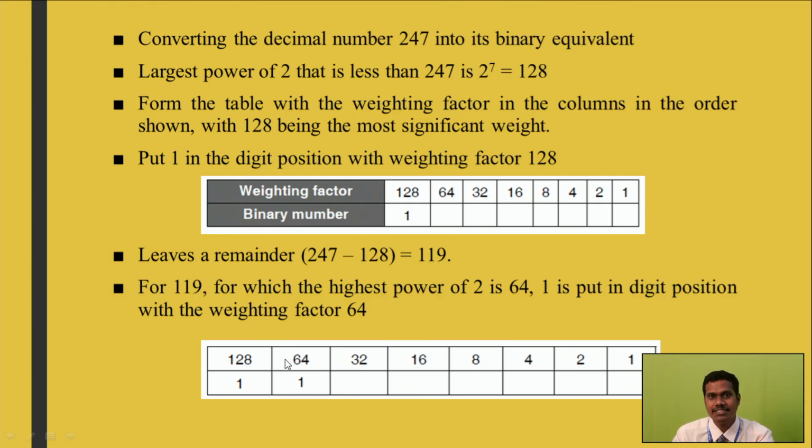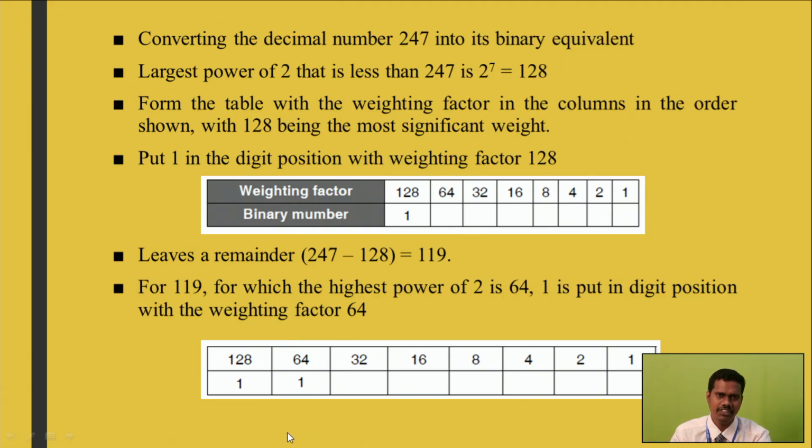So 2 power 6 gives the result 64, and 2 power 7 gives the result 128, which is greater than 119. So we are just eliminating 2 power 7, and we are going to deal with 2 power 6, which is the number 64. For that we are going to have a binary number.